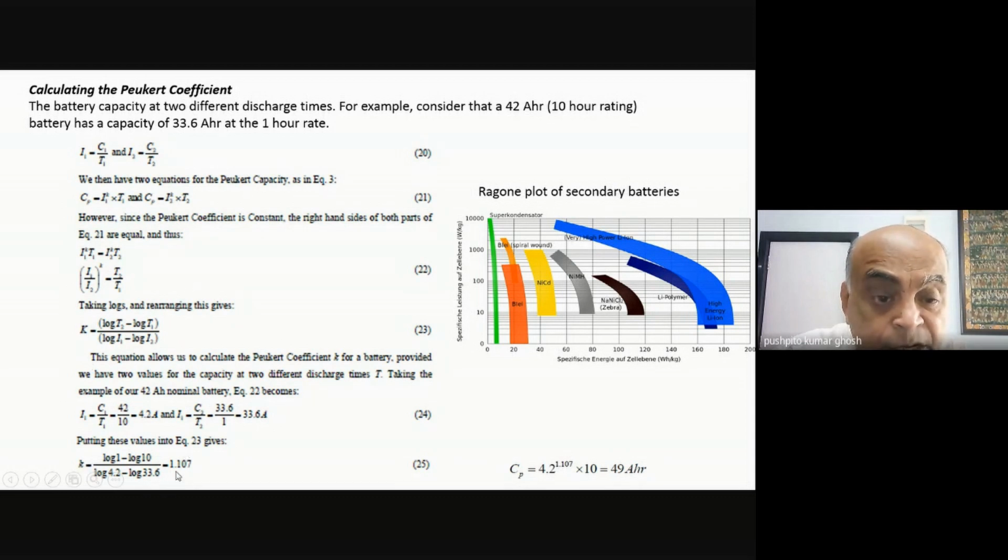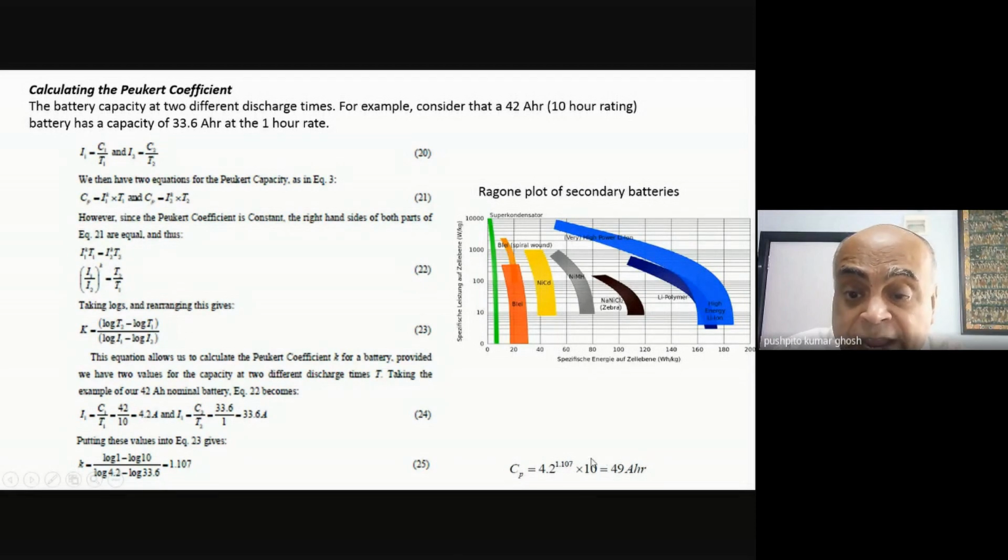K is equal to 1.107. You can work it out. And now I've got my value of k. I can put it into the equation for Peukert capacity. If I take any of the examples over here and work it out, it will be the same for both. So Cp is equal to, let's say, if I do this 42 ampere hour at 10 hour rating, I'll have 4.2 to the power 1.107 multiplied by 10, and that's equal to 49 ampere hour.